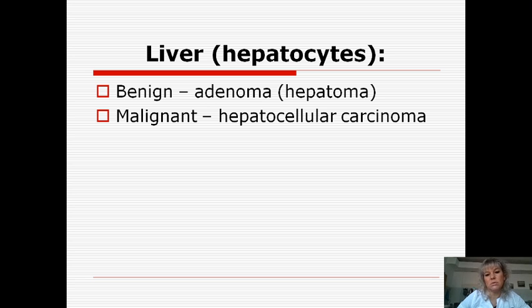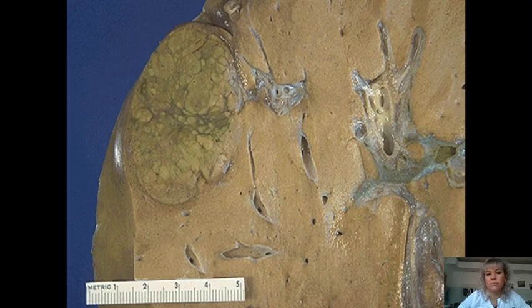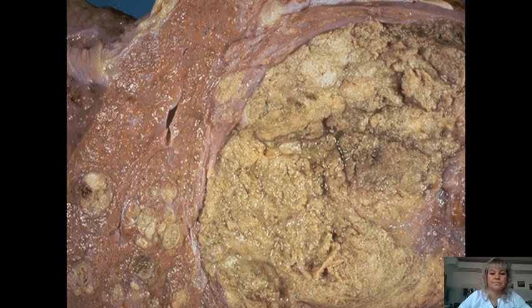In all organs, we can see cells with epithelial origin. For example, in the liver, there are hepatocytes. Benign tumor has the name adenoma or hepatoma, and malignant, hepatocellular carcinoma. In this photo, you can see adenoma of the liver with clear borders and small size, and the green color is a result of coloration by bile.